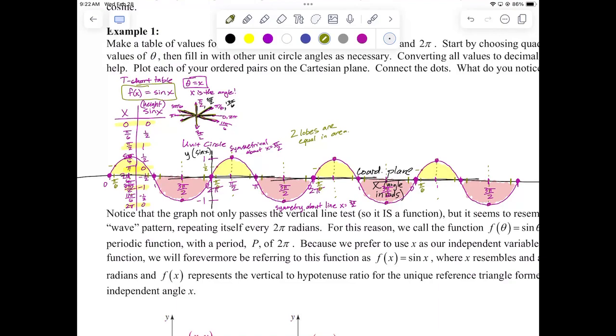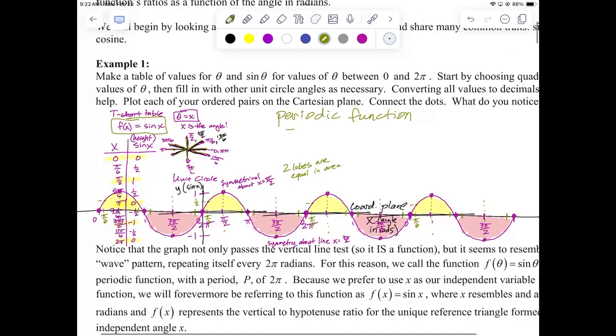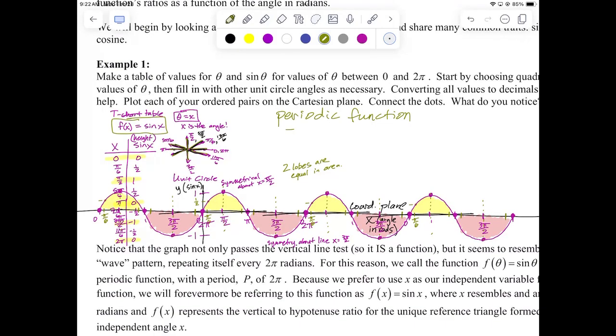We call this a periodic function. Why do you think we call it a periodic function? It has the same what? It does the same thing every time. What is the every time? How long does it take for it to do the same thing? Every rotation, which is how many radians? You're right. Not 2, but 2 pi. Yeah, this graph repeats itself every 2 pi.